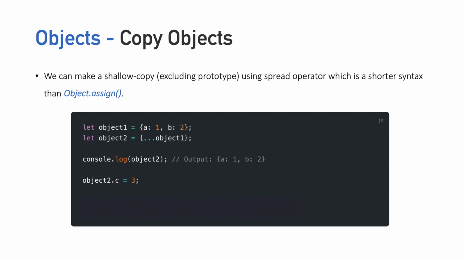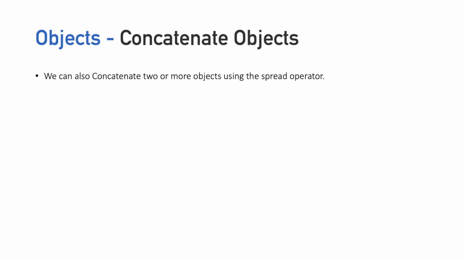Now let's see if the addition of property c in object2 has affected object1 or not. For that, let's console.log object1 and from the output we can validate that there is no change in object1. Now let's log object2 and we get the output as an object with properties a, b and c. Therefore, we have successfully verified that by creating a copy using the spread operator, we create individual copies which have unique references in the memory. Now we can also concatenate 2 or more objects using the spread operator.